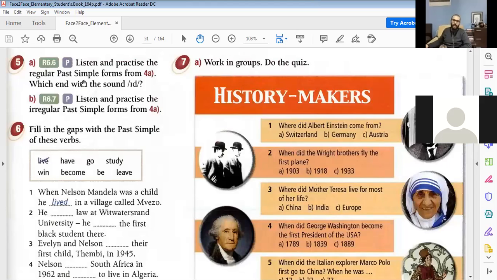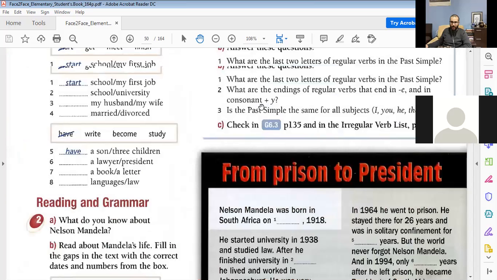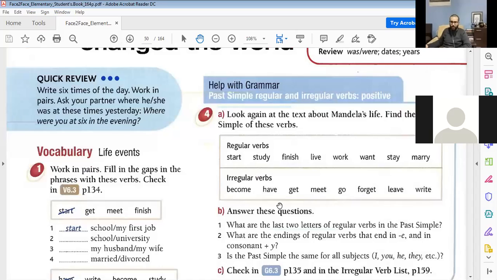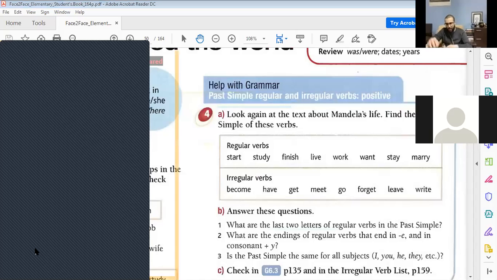It says here, listen and practice the regular verb forms in number 1. So the ones in the table. And which of them end with the id sound? So some of them have the id sound at the end, this sound. I'm going to play the CD for you, and I want you to listen again to the past simple of these verbs. I want you to pay attention to which ones have the id sound. Okay, so let me go to the track.